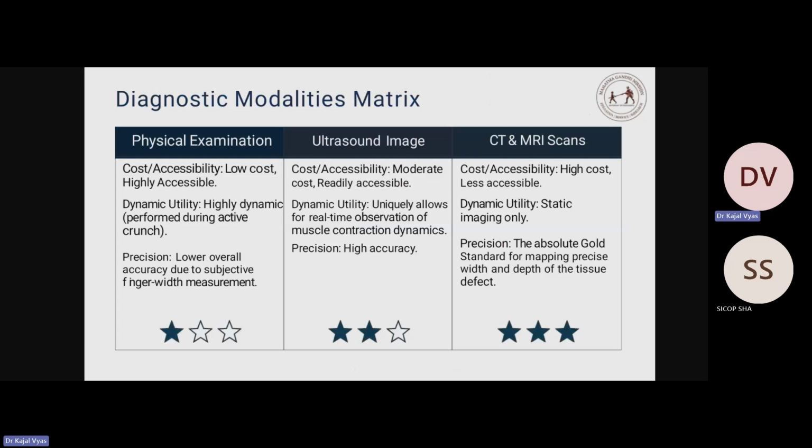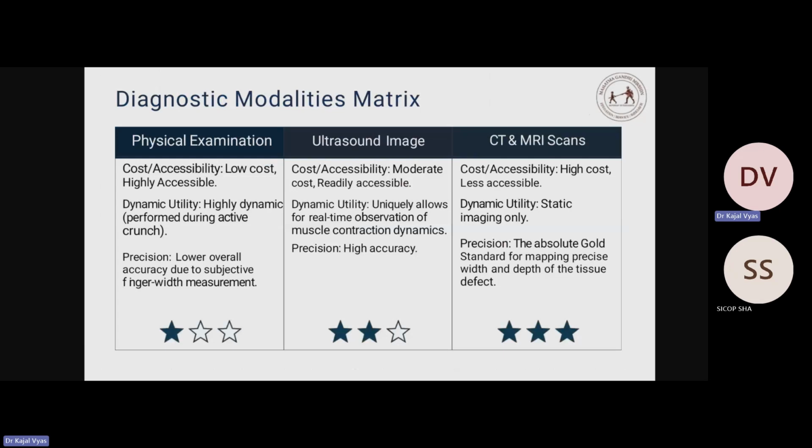The next diagnostic criteria is ultrasound imaging, which is moderate costing and readily accessible, uniquely allows for real-time observation of muscle contraction dynamics, and it gives high accuracy. So according to this, it has been given a 2-star rating. Next, third imaging is CT and MRI, which is very high cost and less accessible. It is static imaging only, and the absolute gold standard method. It is considered for measuring the width and depth of the tissue defect.